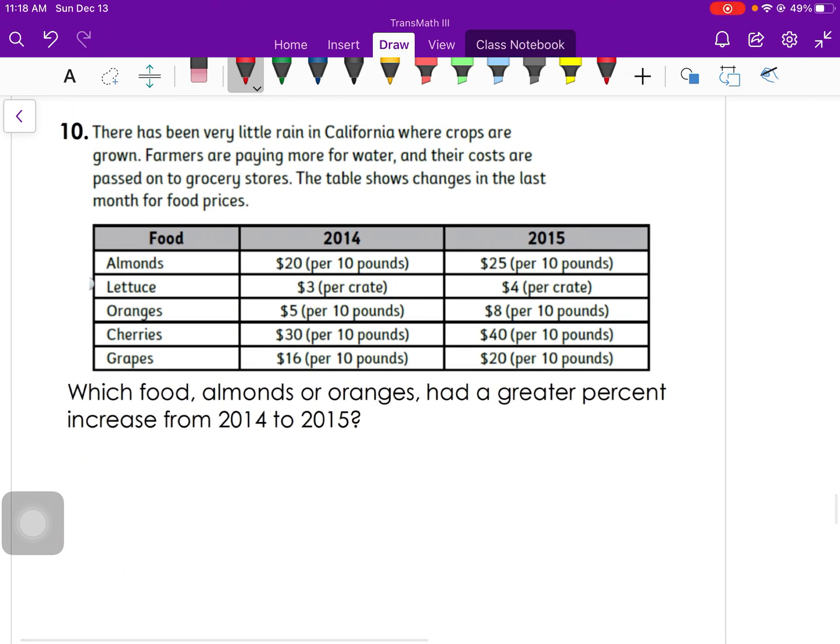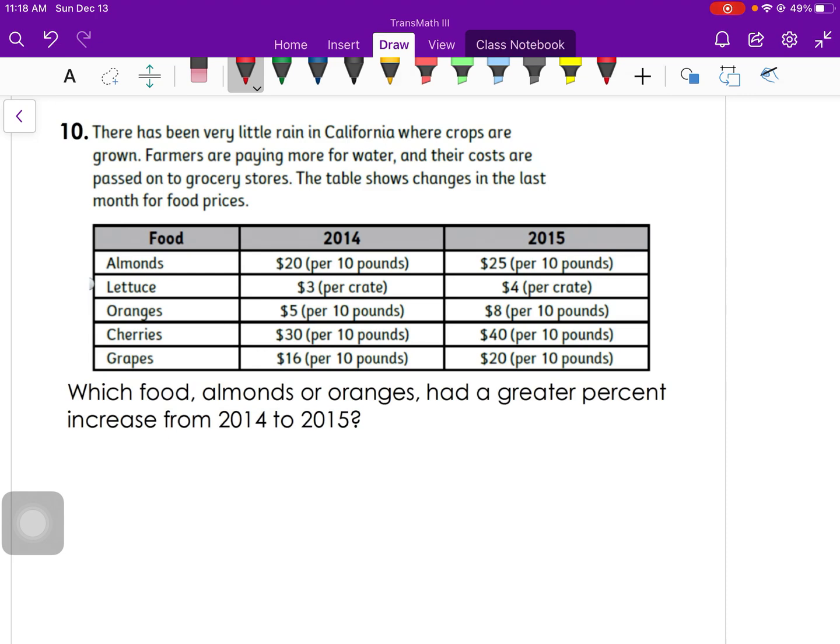Number 10, we've got a table now. It says there's been very little rain in California where crops are grown. Farmers are paying more for water and their costs are passed on to the grocery stores. This table shows changes in the last month for food prices. Which food, almonds or oranges, had a greater percent increase from 2014 to 2015?